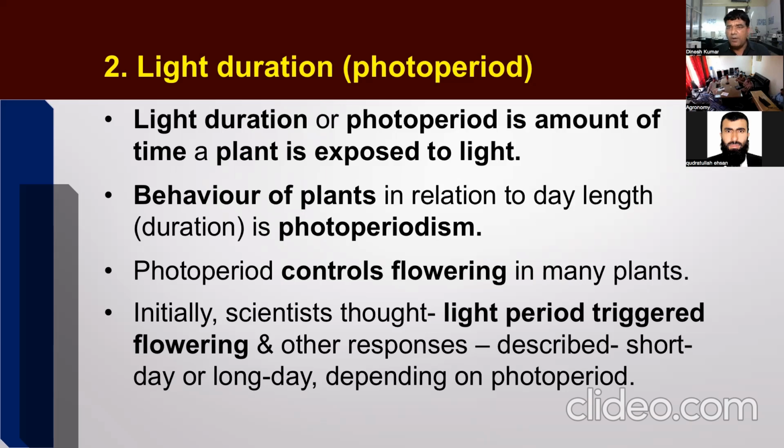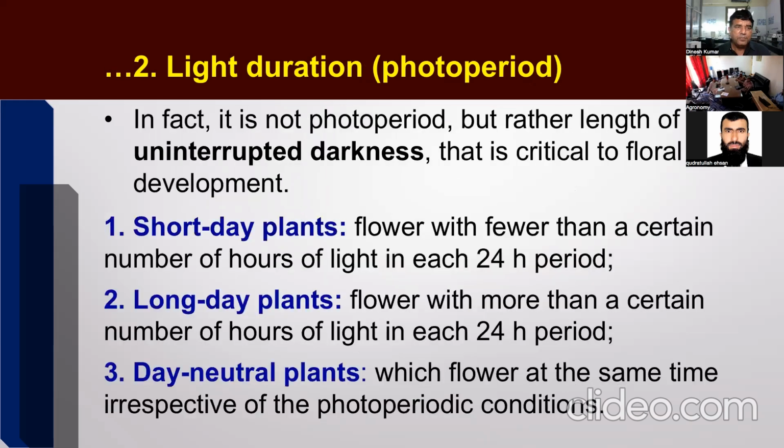But later on, it was found that it is the dark period which is more important than the light period to induce flowering, to start flowering in the plant. So in fact, it is not the photoperiod, but rather the length of the uninterrupted dark period. Means a continuous dark period has to be there. If there is a break in the continuous dark period, then flowering will be adversely affected. There should not be even 10 minutes of light during that dark period. So that is critical to floral development.